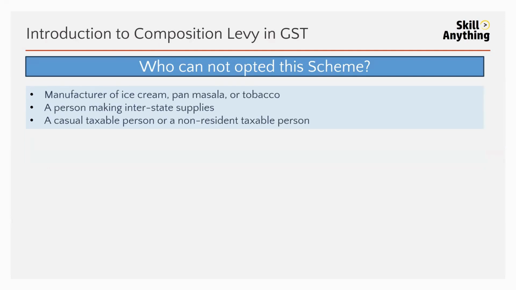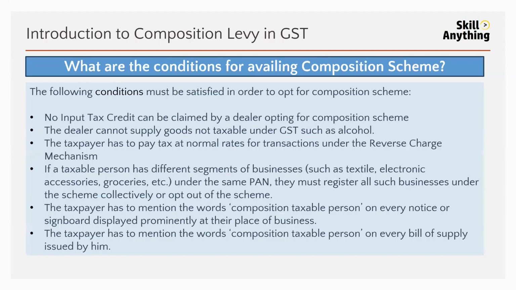Who cannot opt for this scheme? Manufacturers of ice cream, pan masala or tobacco products. A person who is making an inter-state supply from one state to another state cannot opt for this scheme, because in the composition scheme, taxpayers are not eligible to supply goods from one state to another state. A casual taxable person is not eligible for composition levy, and neither is a non-resident taxable person.